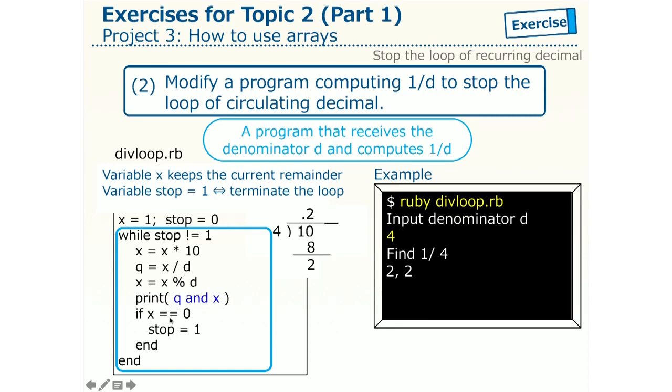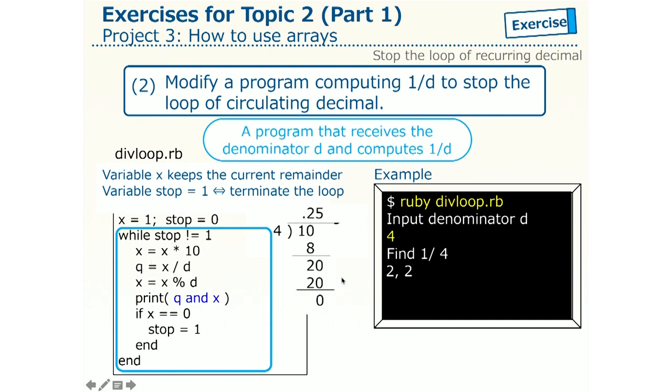Here, since x, the current remainder, is 2, this line is not executed, and the value of stop is still 0. Then, since this is the end of the body of the while loop, the computation goes back to the starting point of this while loop and checks the while loop condition. Again, since stop is still 0, the condition holds and the next round is executed.